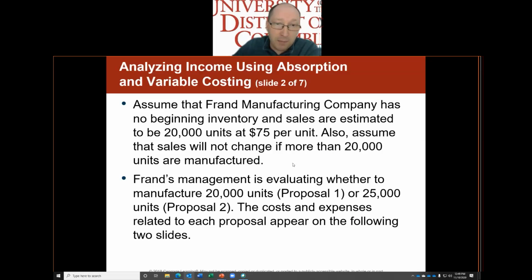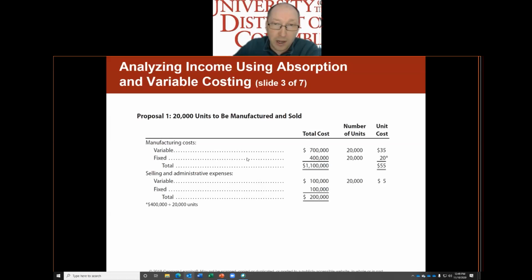So here's another example. Example's not that great, but we'll go through it. We estimate this company's beginning inventory and sales are estimated to be 20,000 units, $75 per unit. We assume that sales will not change more than 20,000 units manufactured. The company is evaluating whether to manufacture 20,000 units or 25,000 units. Costs and expenses related to the proposals are here.